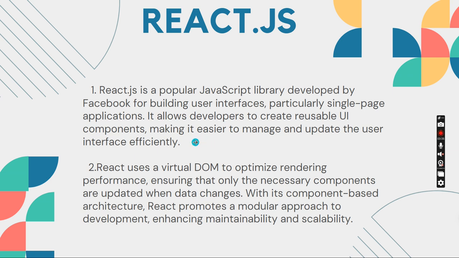React.js allows users to update only the part where a change is necessary, hence reusing the DOM and keeping it intact. React uses a virtual DOM to optimize rendering performance, ensuring that only the necessary components are updated when data changes. As I said, only the necessary components are updated when you use React because it uses virtual DOM, while vanilla JavaScript uses only the physical DOM. With its component based architecture, React promotes a modular approach to development, enhancing maintainability and scalability.